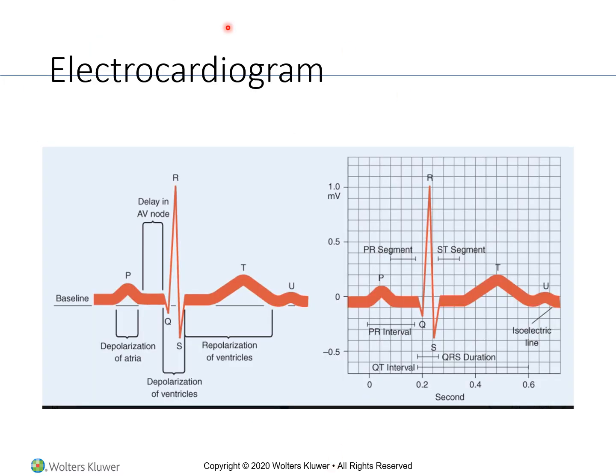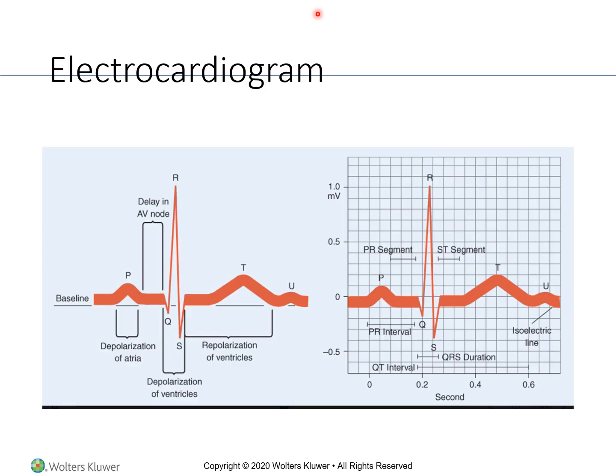And again, here's our electrocardiogram. This is a diagram of the electrocardiogram. It's specifically from one lead, lead 2, and it represents the depolarization and repolarization of the atria and the ventricle. So again, the P wave right here represents the atrial depolarization, and the QRS complex represents the ventricular depolarization. The T wave represents ventricular repolarization.